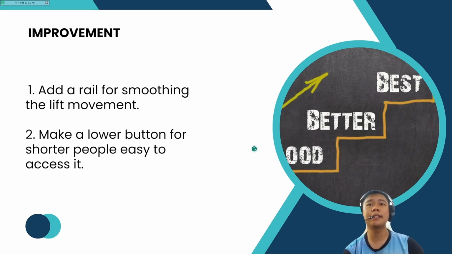I think there are some improvements for this device, such as adding a rail to smooth the lift movement, so it will go up and down smoothly without any disruption. Second, we have to make a lower button for shorter people to access easily, so they do not need to ask another person to press a higher button for them to go to the level.